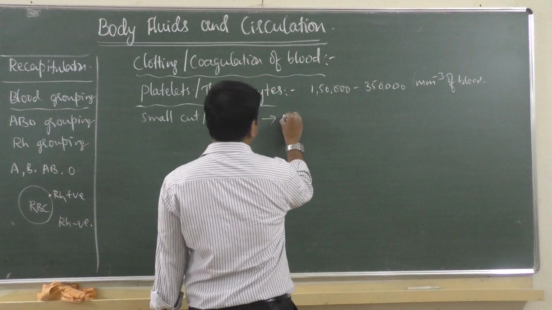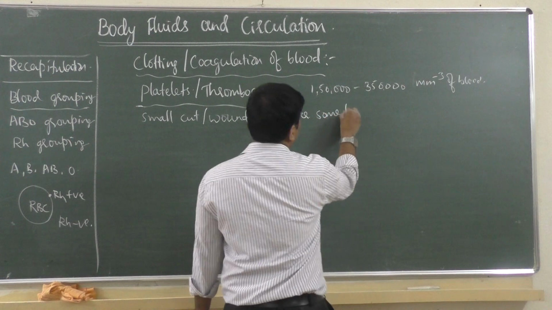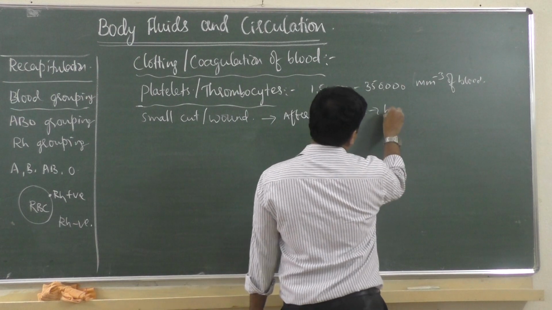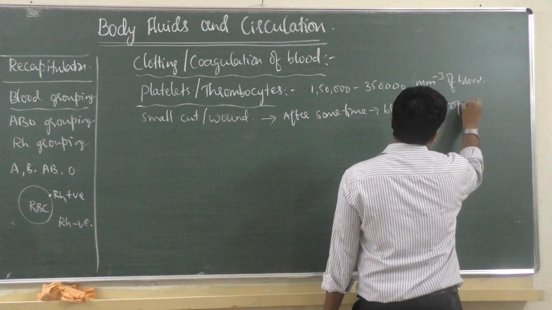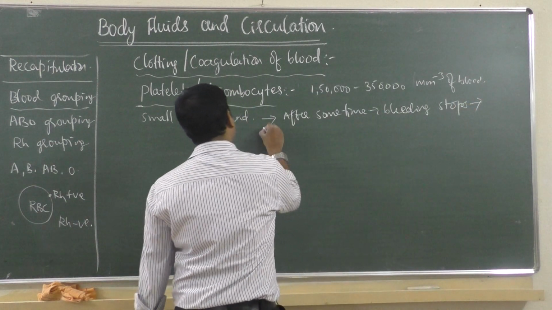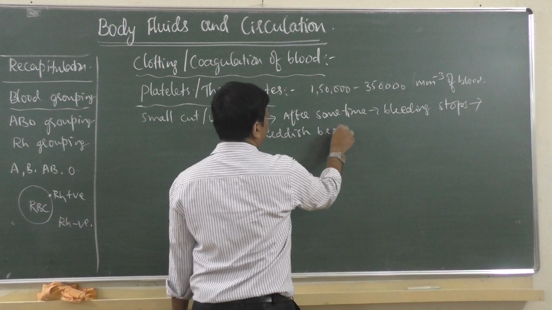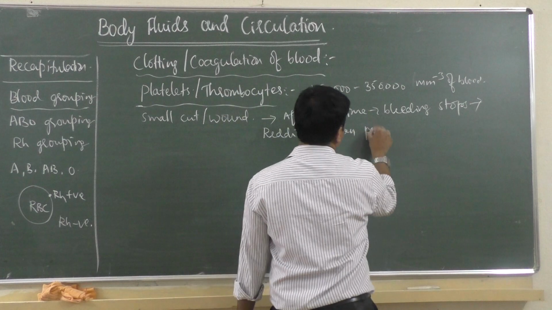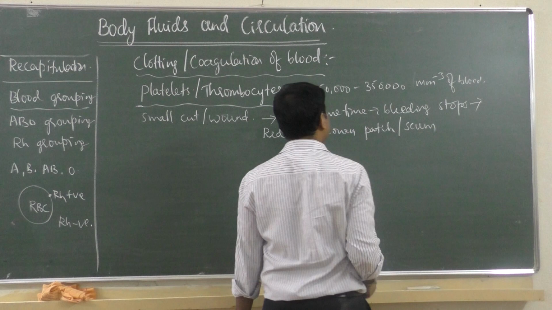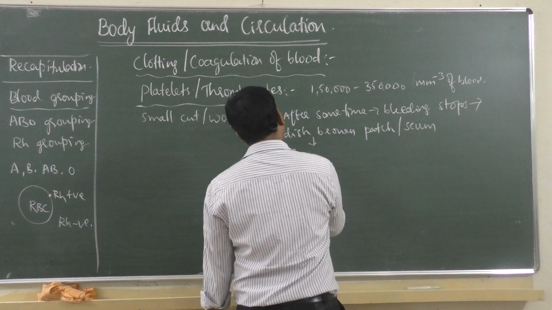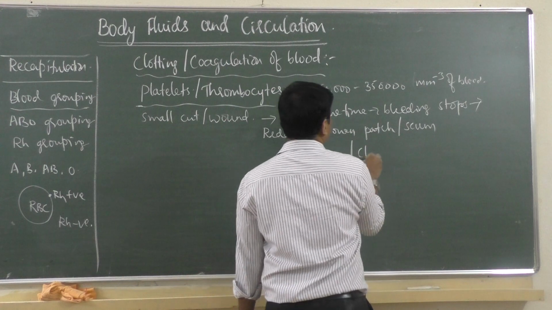Wherever there is a wound, after some time bleeding stops, and wherever bleeding stops, it produces a reddish brown patch, that is called scum, or it is also called coagulum or clot.